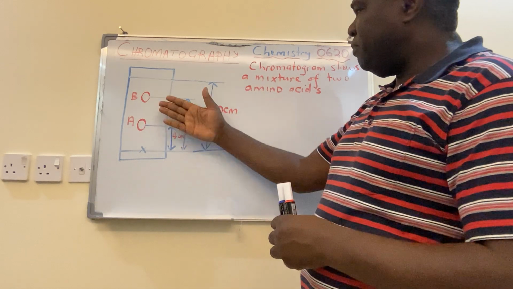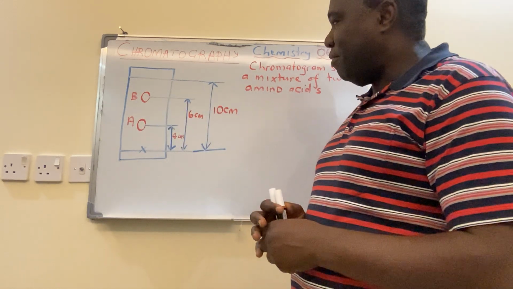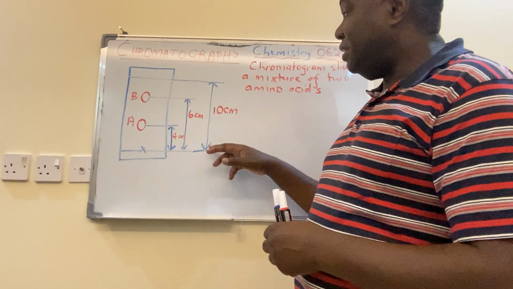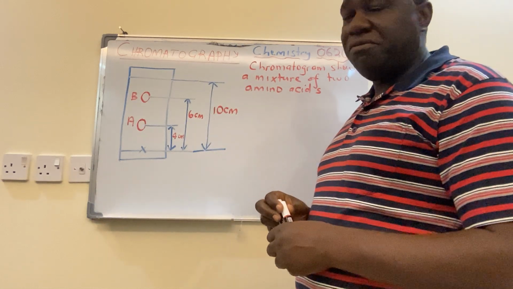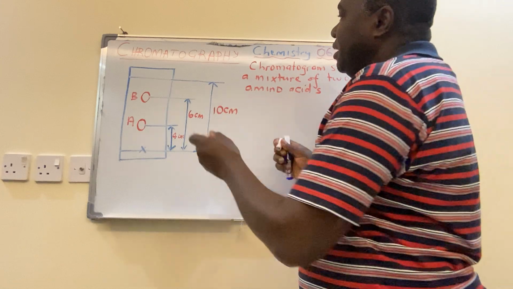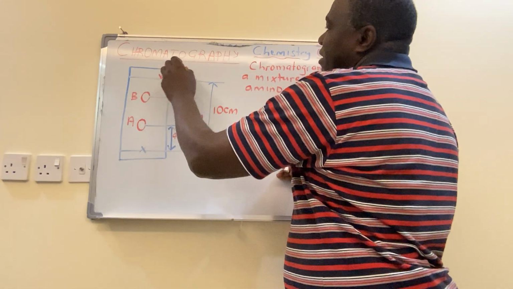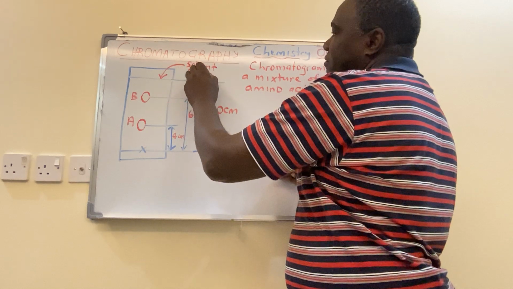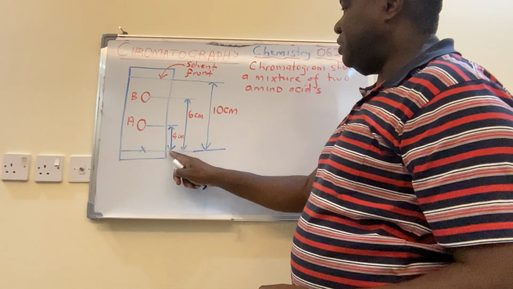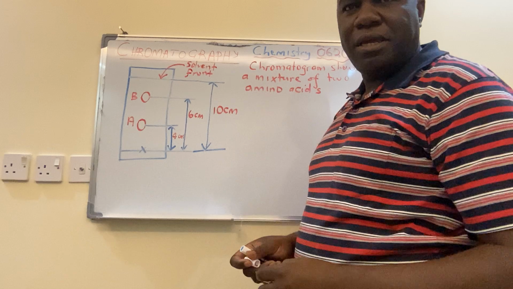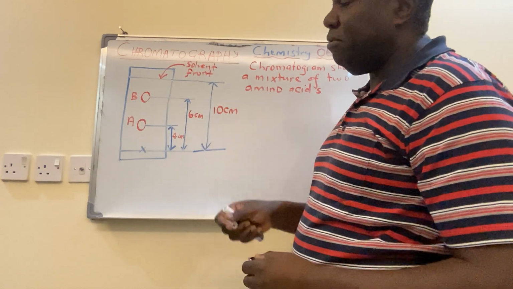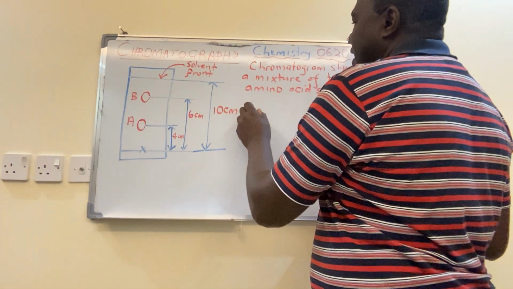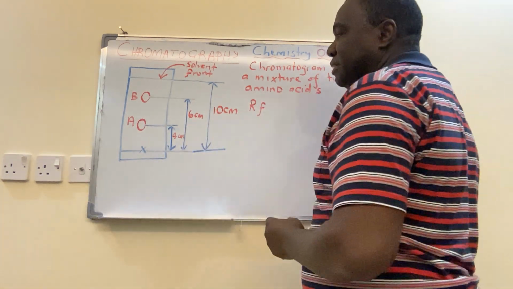So what questions can we get from this diagram? You see there's this distance of 10 centimeters, okay? This is the distance that is going to be traveled by the solvent. So the top part that you see here, we call it the solvent front, where our solvent is going to end. And 4 centimeters is the distance traveled by amino acid A, and 6 centimeters is the distance traveled by amino acid B. You could be asked to calculate the RF value for amino acid A.